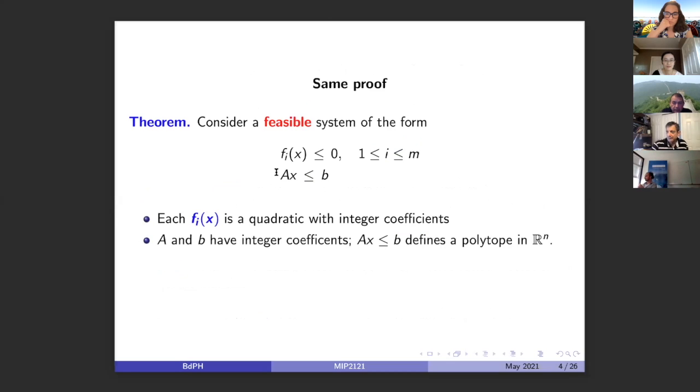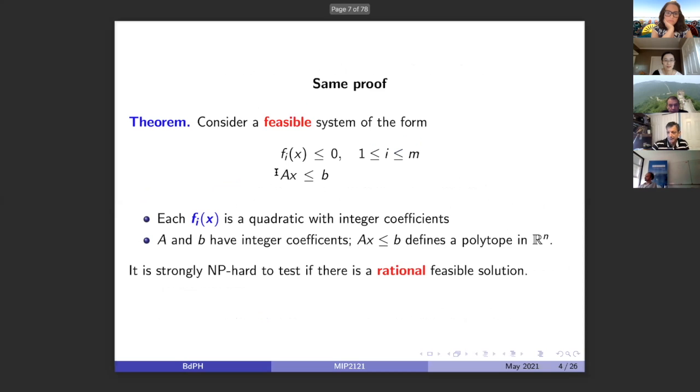The same proof. We have a similar setup, except now we have quadratics. We have a number of quadratics and linear inequalities. Then it's strongly hard to see if there's a rational feasible solution. It's the same proof, really. The number of quadratic inequalities is small. If we had one, then there would not be a negative result. With one quadratic inequality, we would have Vavasis's setting. I don't know if 7 is the best possible to have a negative result.